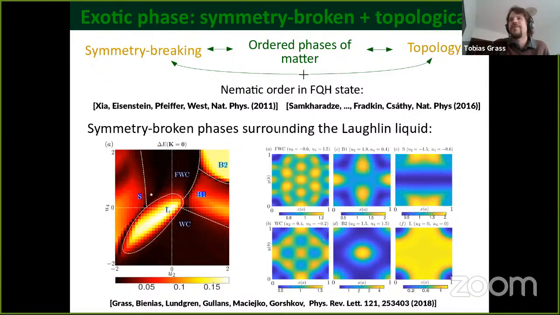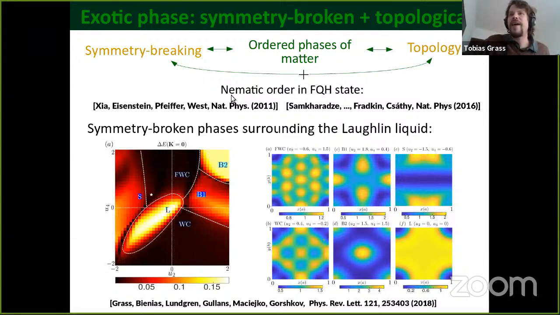And one general question which arises in the context of topological matter is the following. So we know that topology can be a source of topological order, so it can give rise to ordered phases of matter. But we also, of course, know the old concept of symmetry breaking, which is another mechanism which can give rise to order. And one question which arises is whether there can be a combination of both mechanisms at the same time, so that we have topological and symmetry broken systems simultaneously.